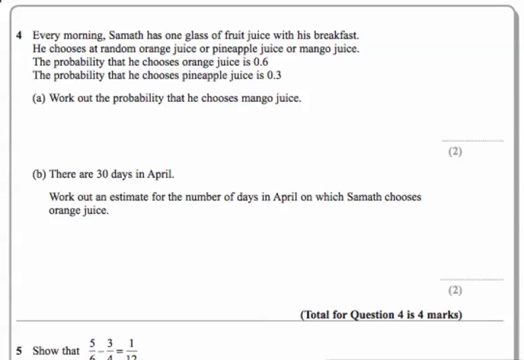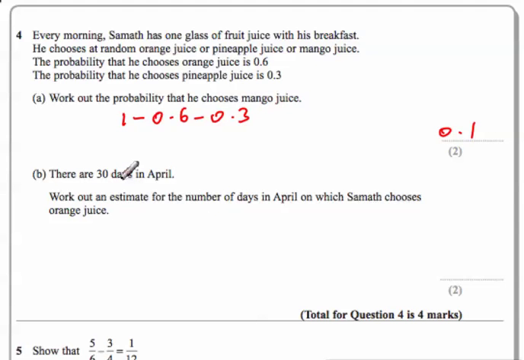Now, the trick here is to realise that he's got 3 choices and that's it, hasn't he? Orange, pineapple and mango. That means that the probability of all those 3 happening must add up to 1. And once you've realised that, then it's fairly straightforward. We just do 1 minus 0.6 minus 0.3, okay, and that will leave us with 0.1.